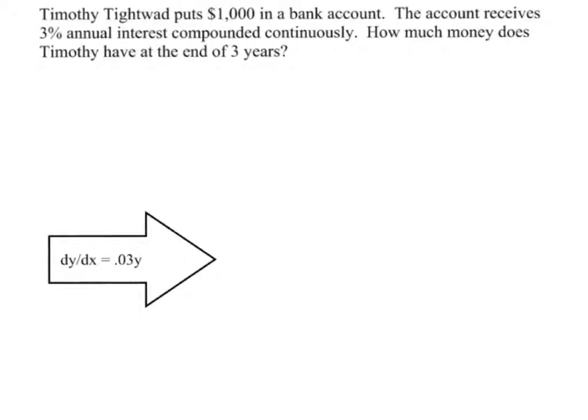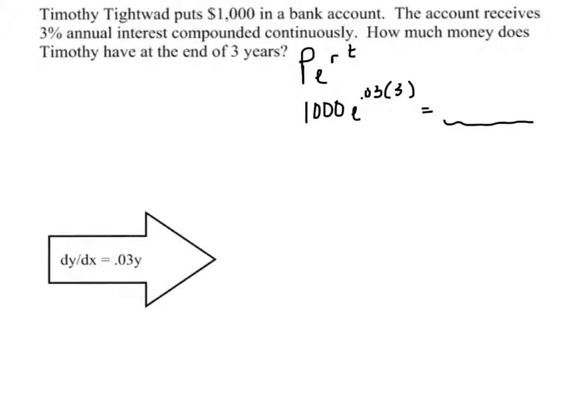Timothy Tightwad puts $1,000 in a bank account. The account receives 3% annual interest compounded continuously. How much money does Timothy have at the end of 3 years? Well, hopefully you remember this equation from last year, where we take how much? E to the rate, 0.03, and then time is 3, and we type that in our calculator and get the answer.